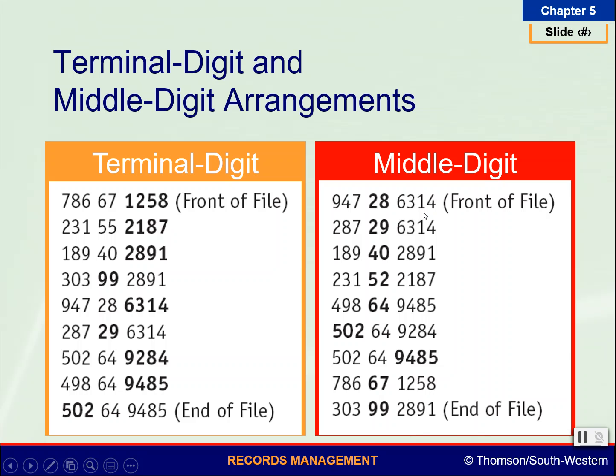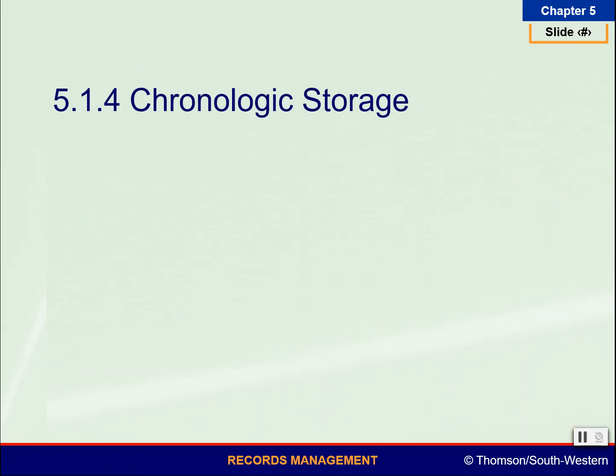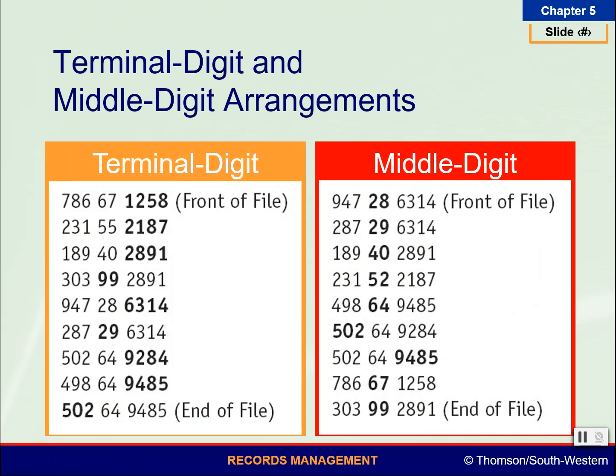Now we are going to compare the middle digit number and the terminal digit number. We have learned about the terminal digit number. You read the last unit, 1258 and 9485, from the lowest to the highest. The same thing goes for the middle digit. We also read from the lowest to the highest, but in the middle number. So 28 is the lowest and 99 is the highest. This is the difference between terminal and middle digit numbers.